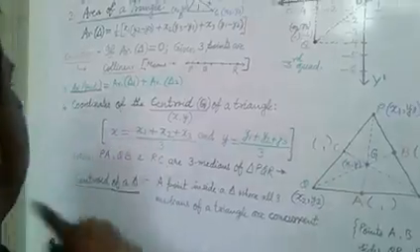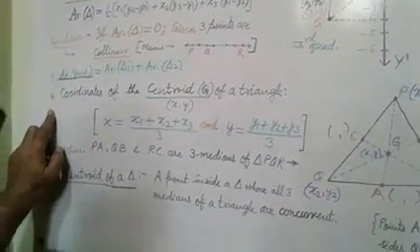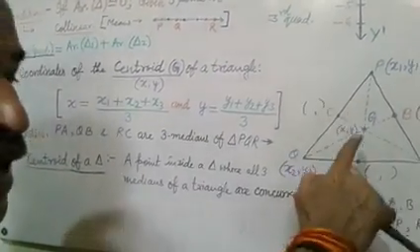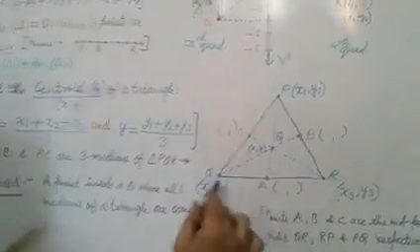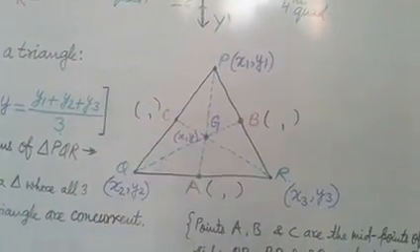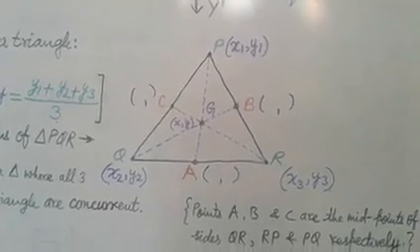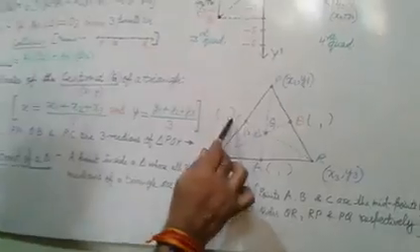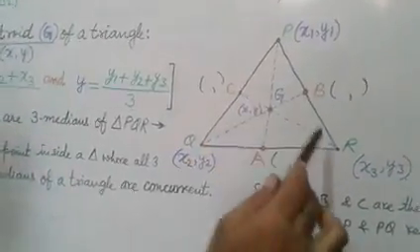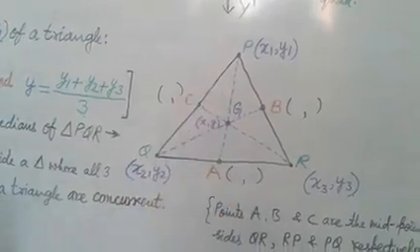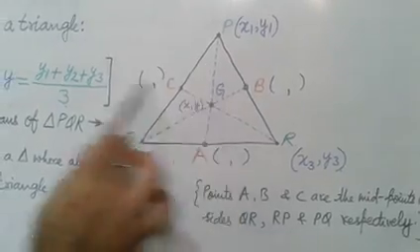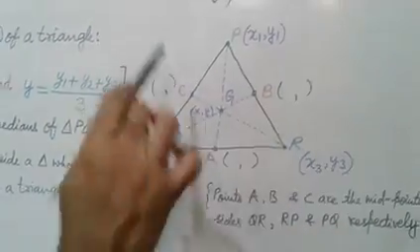Got it? Now, our next point is the coordinates of the centroid of a triangle. What is the centroid? The centroid of a triangle is a point inside the triangle where all 3 medians of the triangle are concurrent. Concurrent means where they meet, where they intersect each other. Got it? So, where PA, QB and RC are the 3 medians of the triangle and they are intersecting each other, or are concurrent, at a point G. So G is the centroid of this triangle PQR.